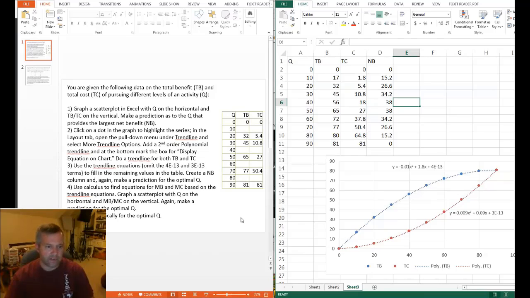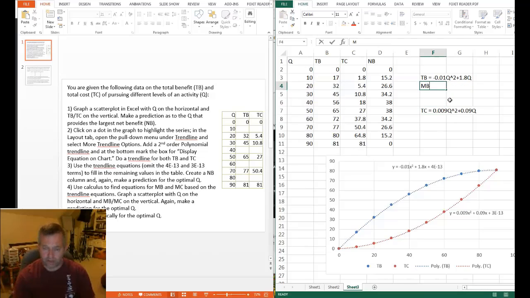Use calculus to find equations for marginal benefit and marginal cost based on the trendline equations. Okay, so let me type some of these out then. Just a quick recap of what these equations are. So this says use calculus to find equations for marginal benefit and marginal cost. Let me bump this down a little bit.